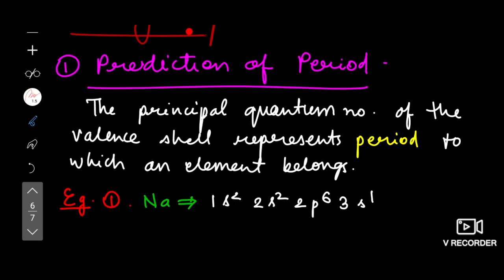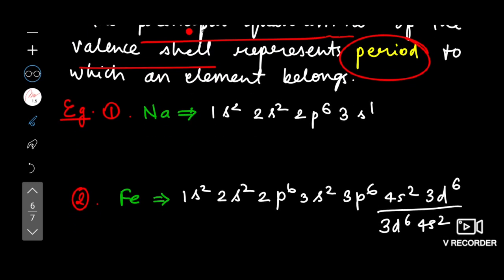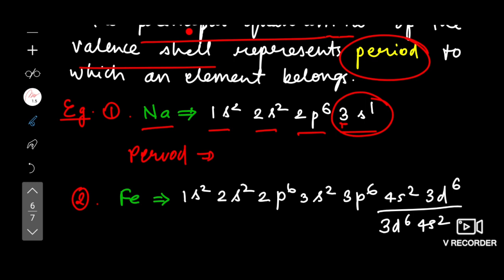we have to write the electronic configuration of that element, and the principal quantum number of the valence shell represents the period of that element to which it belongs. If we take the example of sodium, then the electronic configuration of sodium is 1s2, 2s2, 2p6 and 3s2. Then the valence shell is this, and the principal quantum number of this is 3. Then the period of sodium is the third period.